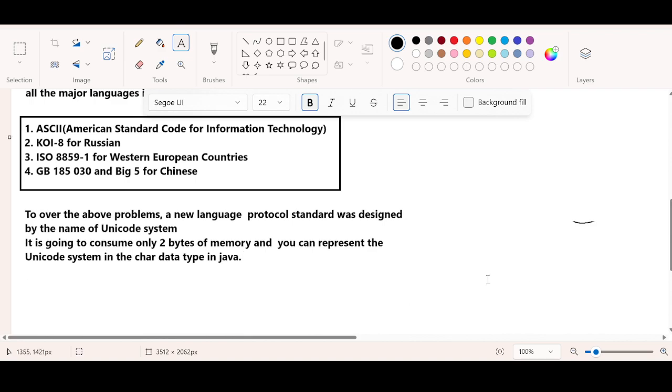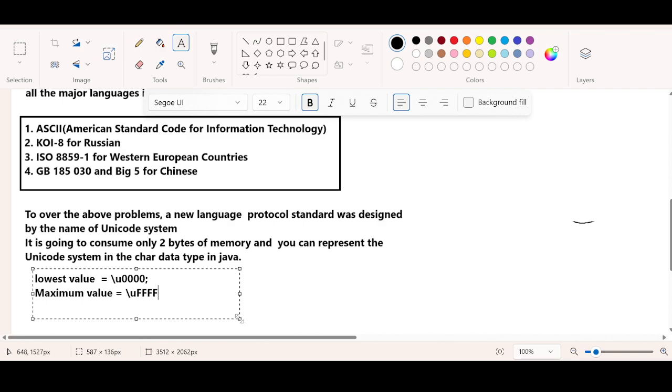Right? So this is all about the Unicode. Now the capacity, again there is a range for the Unicode. The lowest value is a backward slash and the character u in lowercase, followed by four zeros. I will tell you what this is. And the maximum value is a backward slash and again u, followed by F. That is the lowest range and the maximum range.